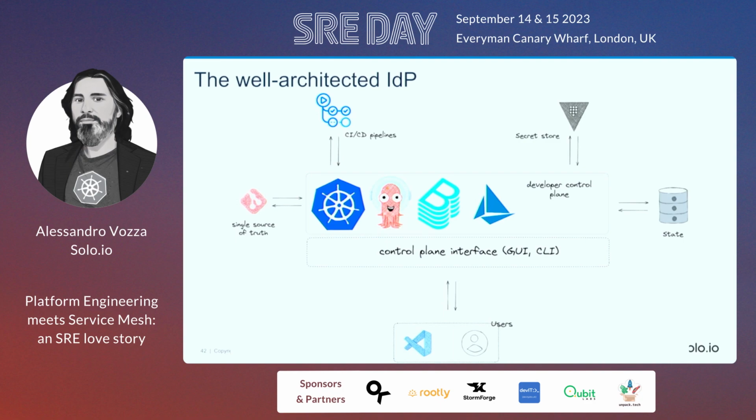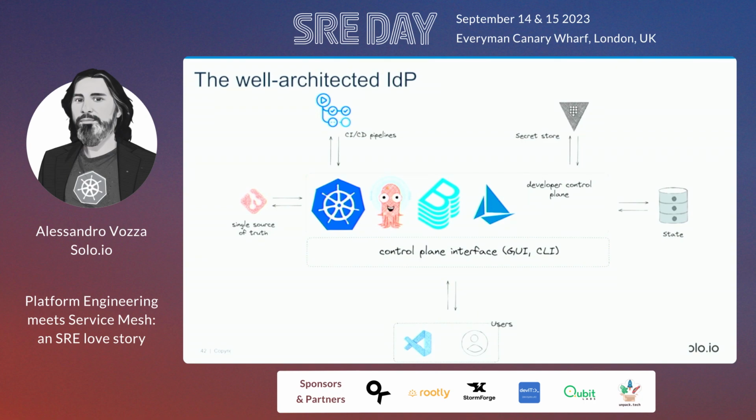This is what I think is something like the well-architected internal development platform. You can run it anywhere, of course, but you do need things like the single source of truth, where all the definitions of your application live, a secret store, and a place to store state. Things like GitOps, Argo and Flux greatly help you build this developer platform because they automate away most of the manual kubectl apply kind of stuff.